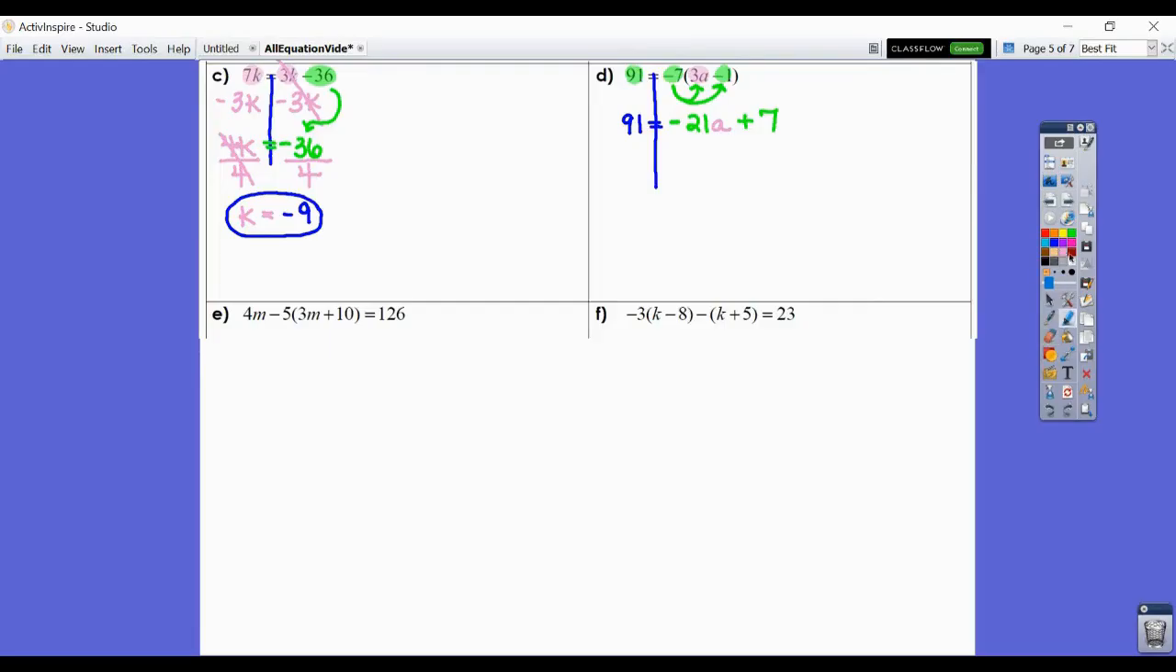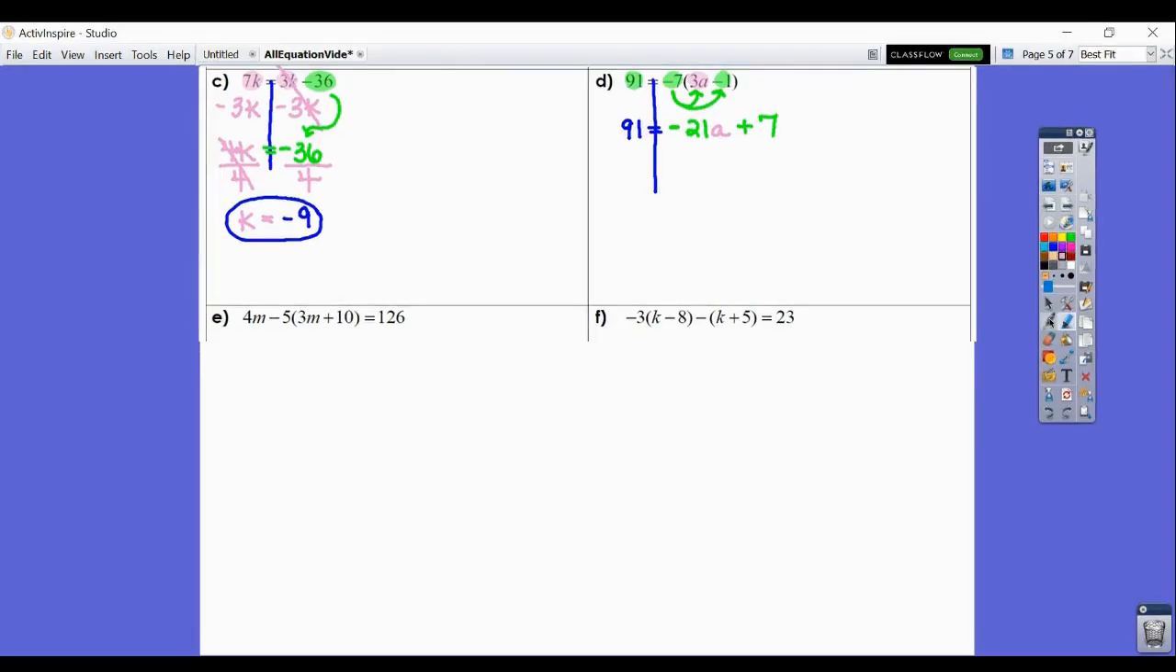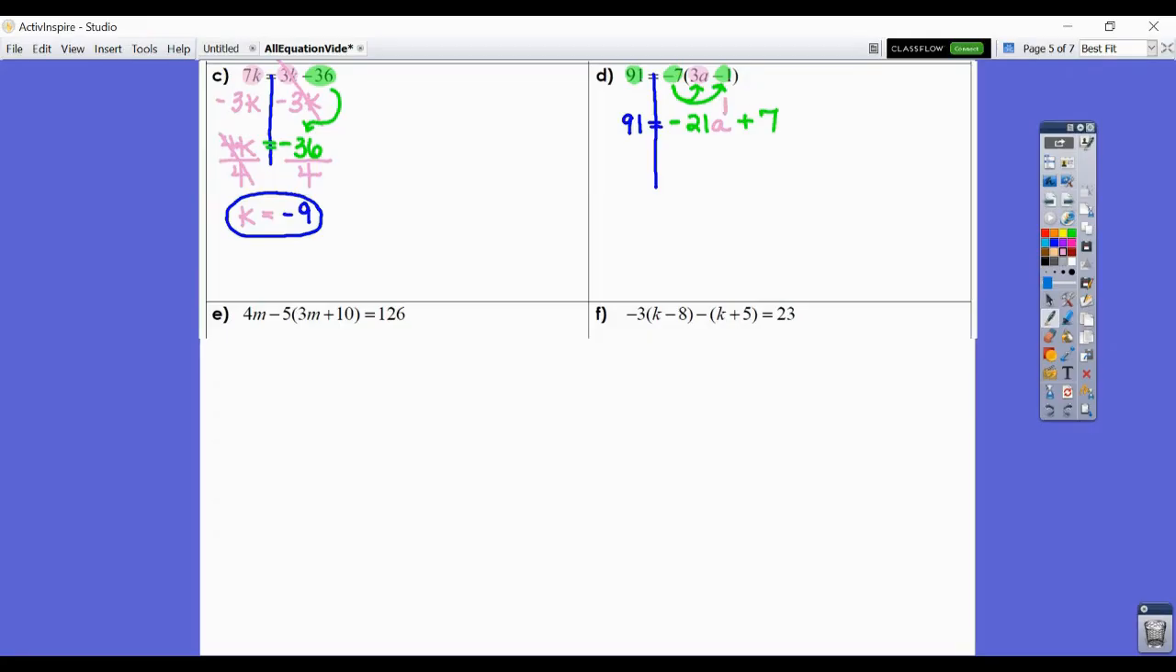Now, I have one variable term, but I still want to get a by itself, so I can't combine a variable with anything yet. What I can combine is my 7 with 91. To move 7 over, I do the opposite of addition, which is subtraction. That way, plus 7 minus 7 comes out to be 0. I'm left with negative 21a on my right side. 91 minus 7 gives me 84.